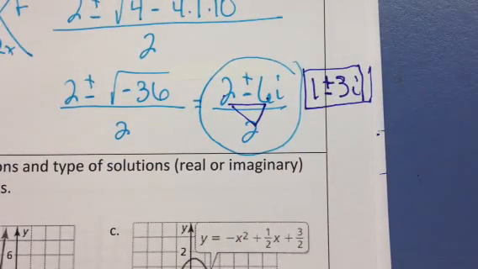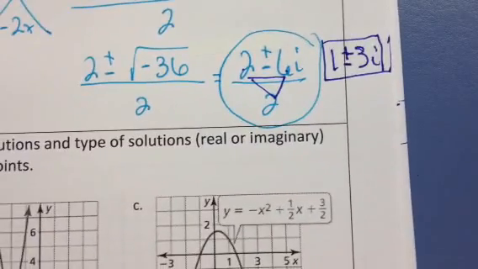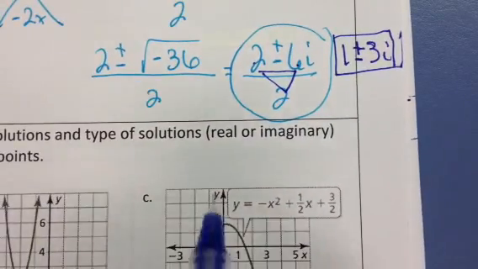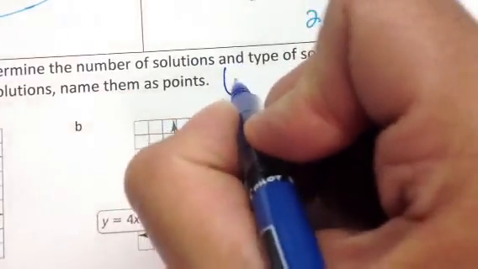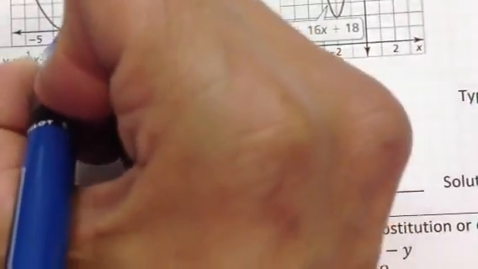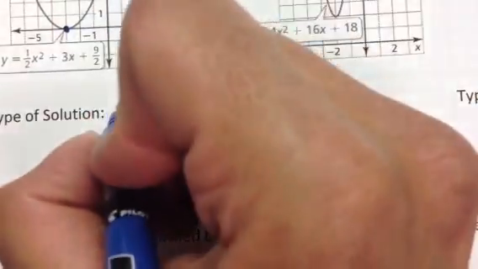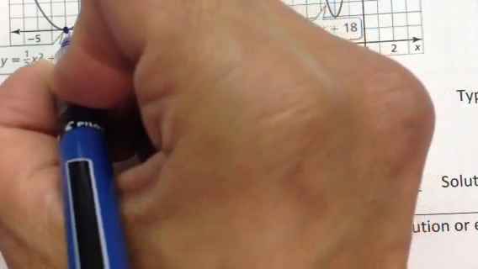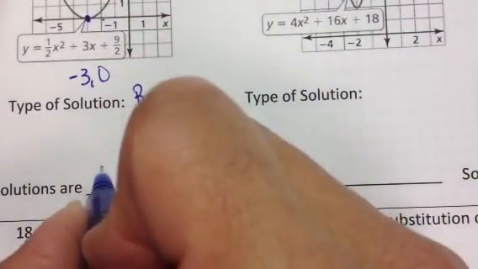All right, 17. Your job is to use the graph to determine the number of solutions and then the type of solutions. Are they real or imaginary? And if it does have the solution, name them as a point, which means I want an x and a y value. So first, this has one solution. It's coming into contact with the x-axis. It's a real solution. And what is its value? It is negative 3, 0.